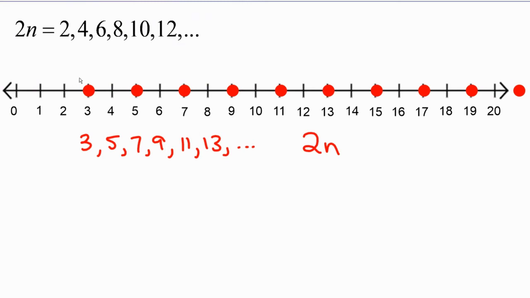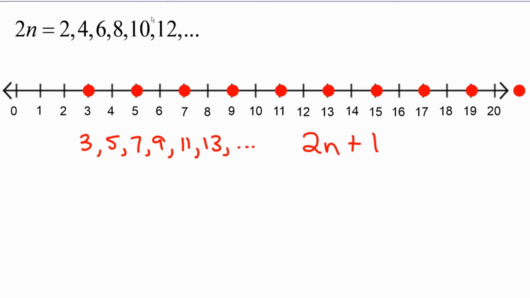The 2 got shifted up to 3, the 4 got shifted up to 5, the 6 got shifted up to 7, and so on. So this is a 2n sequence, but all we did was add 1 to each number. So now they're all 1 bigger. So we would say the expression for this sequence is 2 times n plus 1, 2n plus 1.